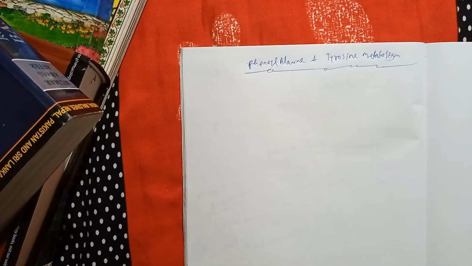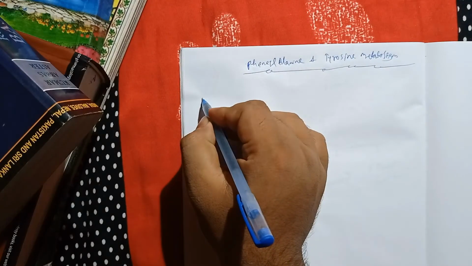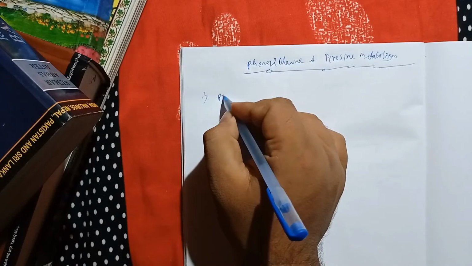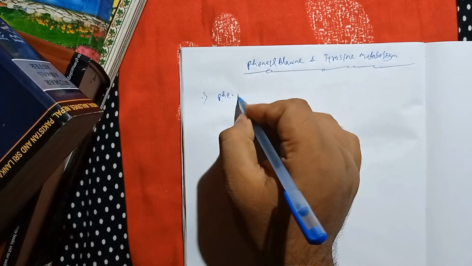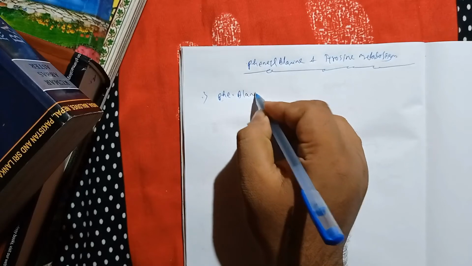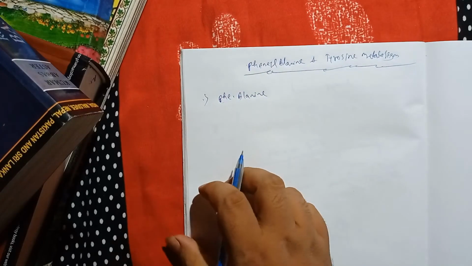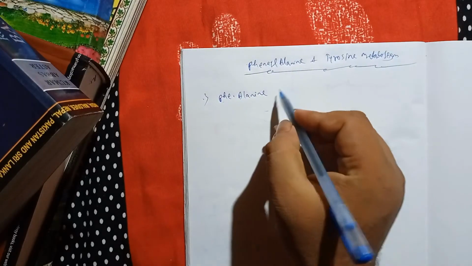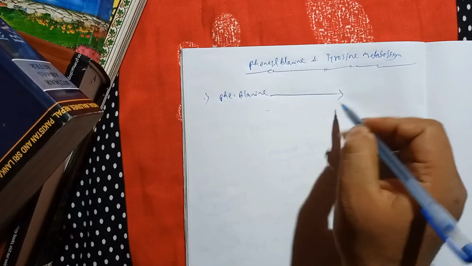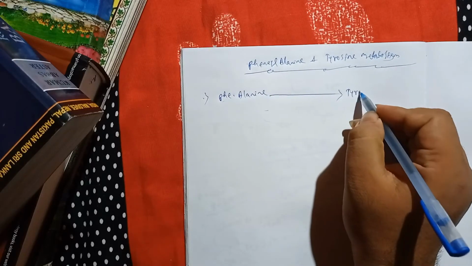Okay, I'll go through the process. Basically, there are some steps within the reactions. You have to remember the steps, the enzymes, and the disorders for the deficiency of the enzymes. So first of all, whenever we are getting phenylalanine, I'll write briefly phenylalanine. Now, this phenylalanine will first get converted into tyrosine.